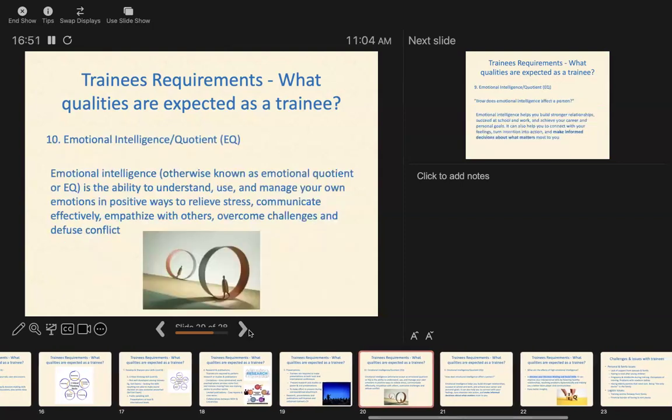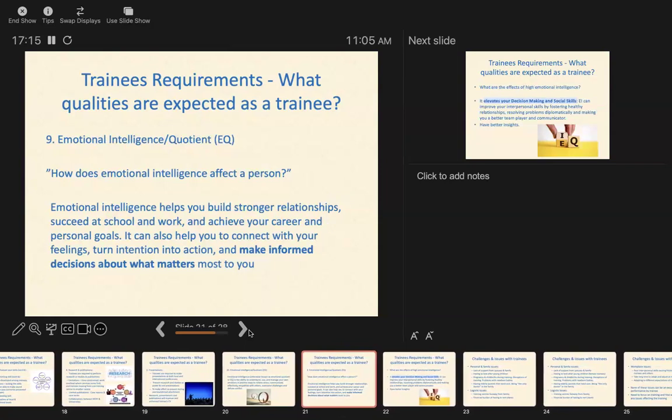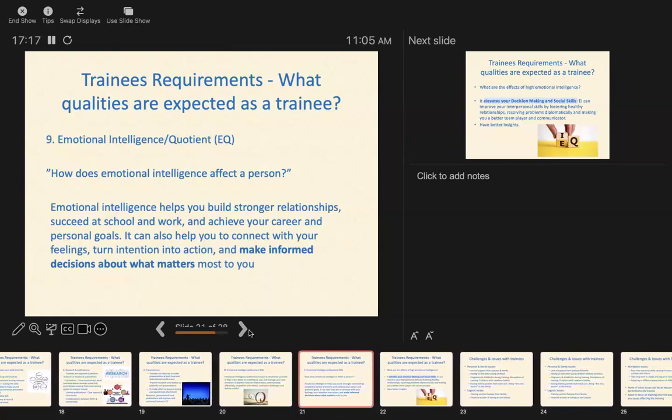Okay, next, I just want to highlight a little bit about EQ. I think you've heard this before. I would expect that all trainees must have high EQ. Okay, you need to have that ability to understand, use, and manage your own emotion in positive ways. All right. Okay, to relieve stress, communicate. Those people with good EQ or high EQ, they can take things better. They can absorb the work-related stress better.